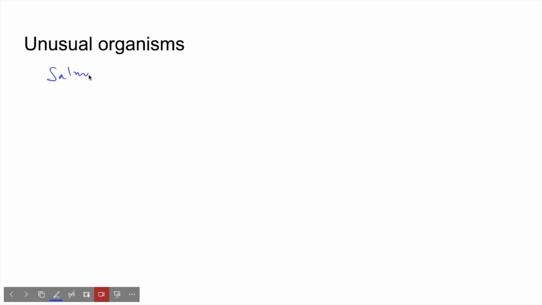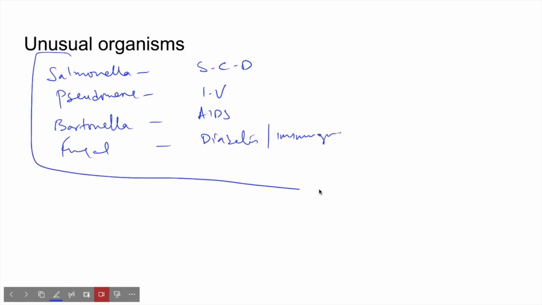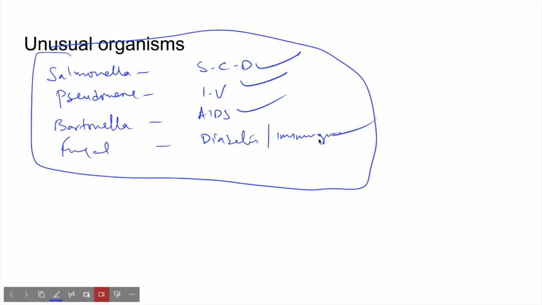All of us know Salmonella causes osteomyelitis in sickle cell disease. Pseudomonas infections are seen in IV drug abusers. Bartonella, or cat scratch disease or cat scratch osteomyelitis, is seen in AIDS or immunocompromised patients. Fungal osteomyelitis is seen in diabetes patients or immunocompromised patients. Right, so these are some of the unusual organisms associated with specific disorders. But even in these diseases, Staph aureus is the first organism, whereas these are the second ones which cause infection.